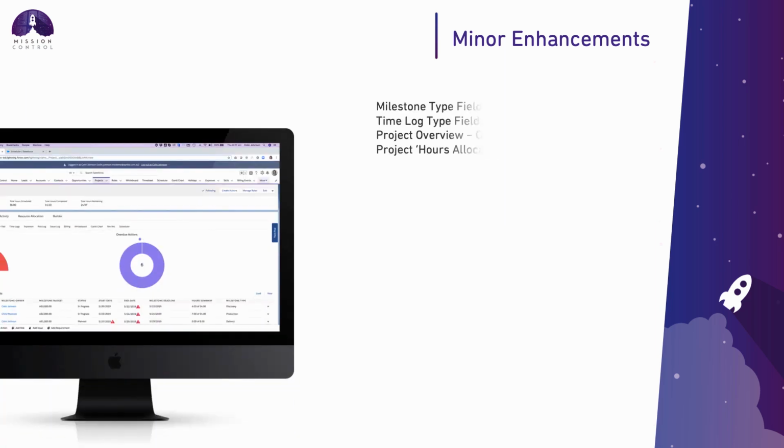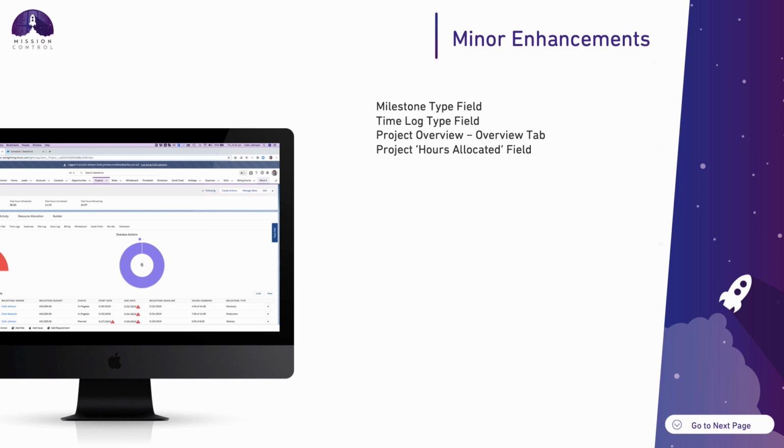So just quickly covering those minor enhancements. In the previous release, we added in a field called action type on the action object. Since doing that, we've had a couple of requests from customers asking for a similar field to be added to the milestone and the time log objects. So they've both been added.